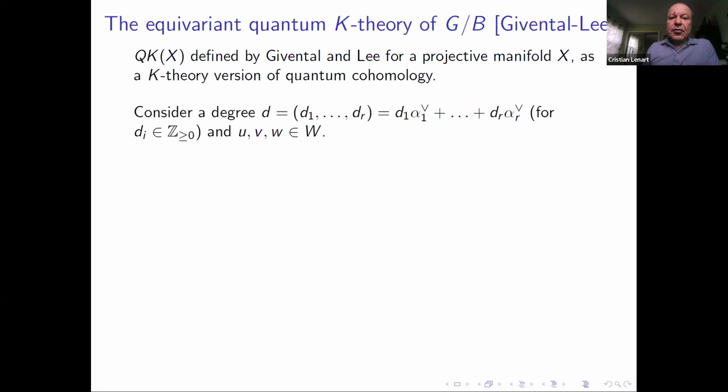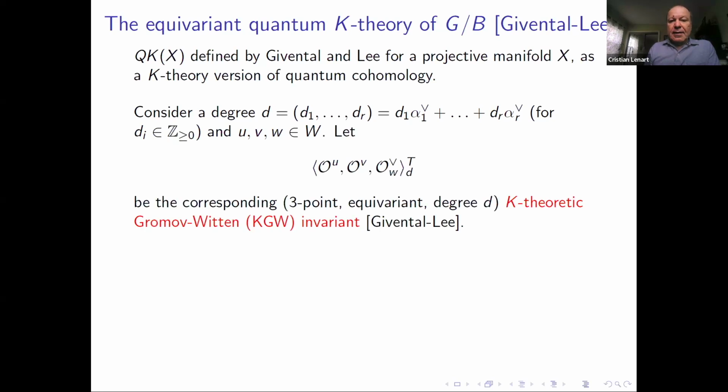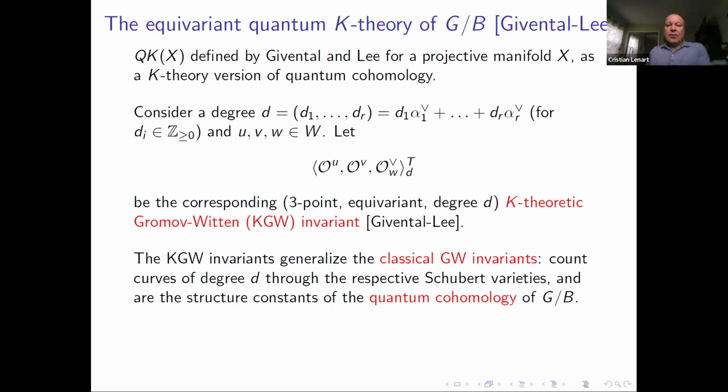And a triple of Weyl group elements, U, V, W. And then one defines this K-theoretic Gromov-Witten invariant, denoted like this, O^U, O^V, O^W check, of degree D. So it's called the 3-point equivariant degree D KGW invariant. How to define it?